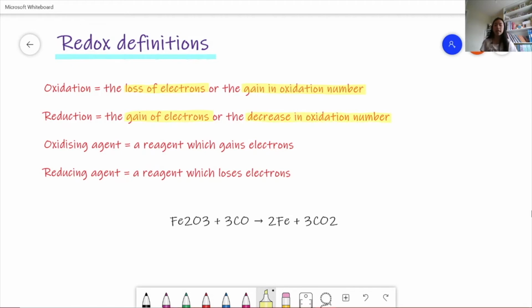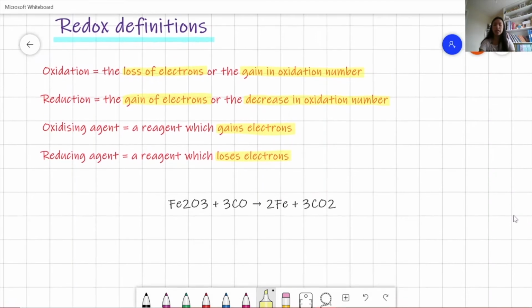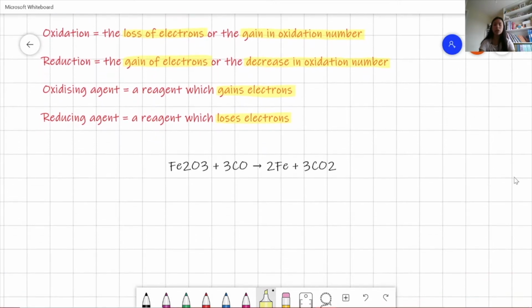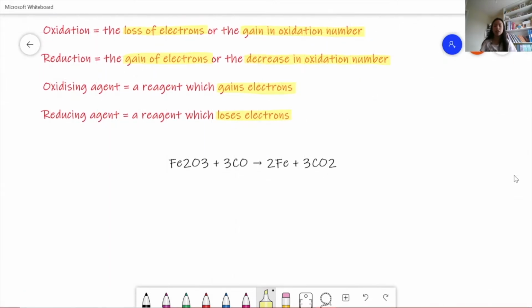And so an oxidizing agent is something that oxidizes something else. And so it's a reagent which gains electrons. And a reducing agent is the opposite. So it's a reagent which loses electrons. So for example, here we have a redox equation. This is iron oxide reacting with carbon monoxide to form iron and carbon dioxide. And so we can work out the oxidizing agent and the reducing agent and also what's being oxidized or reduced.